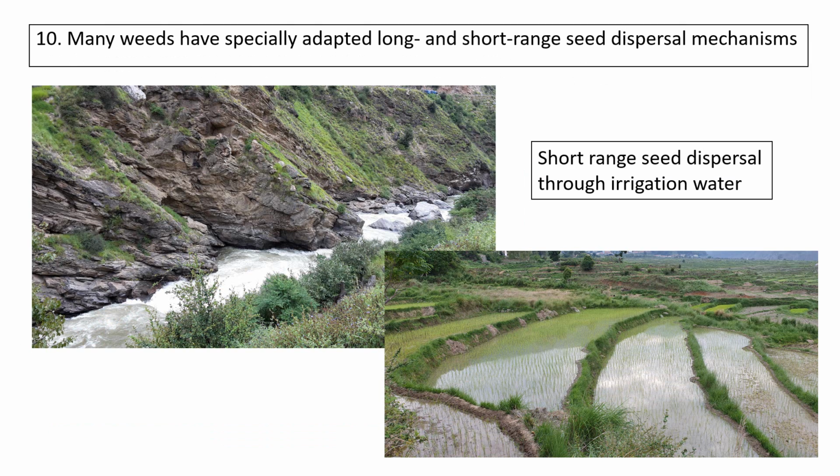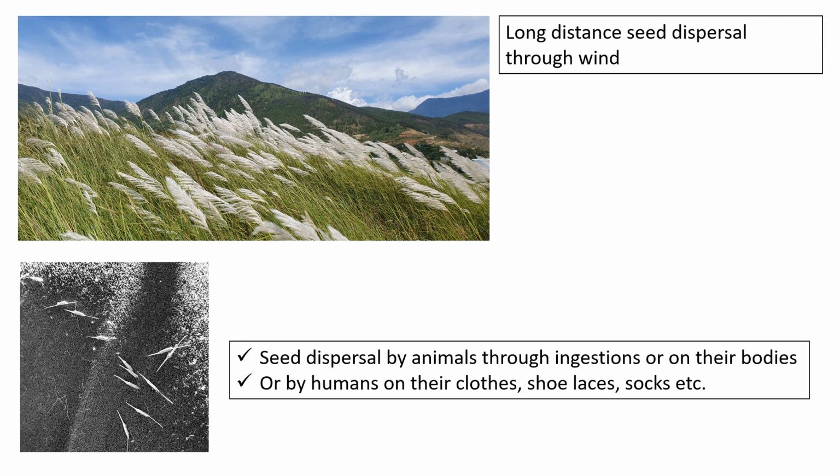10. Many weeds have specially adapted long and short-range seed dispersal mechanisms. For example, short-range seed dispersal through irrigation water, long-distance seed dispersal through wind, seed dispersal by animals through ingestion or on their bodies, or by humans on their clothes, shoelaces, socks, etc. We will learn more about the weed seed dispersal mechanisms in the future presentations.